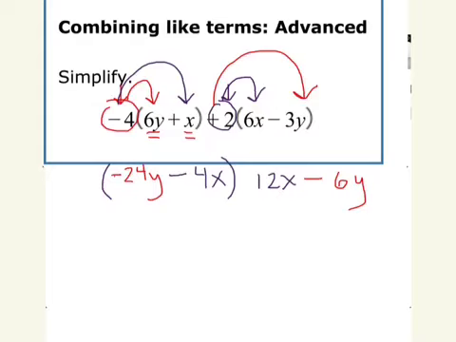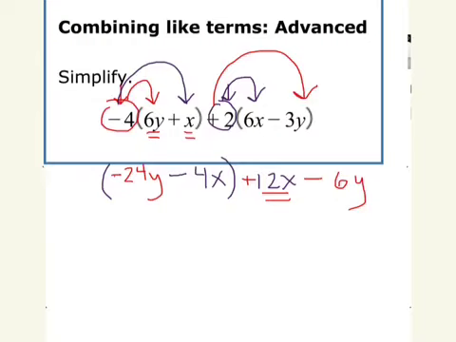Tasted the rainbow both on the left side and on the right side, and we are left with a negative 24y minus 4x plus 12x minus 6y. And since this 12x right here is actually a positive 12x, I'm going to go ahead and add the sign to make my life a little bit easier. Alright, so now I've got to clean up the room. Now we are going to simplify this and combine like terms, which you should be a little bit familiar with already since you are doing this problem.